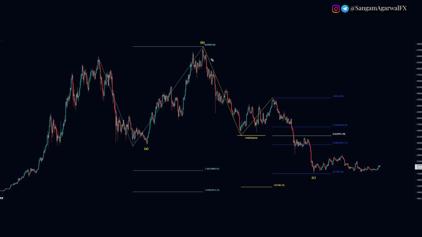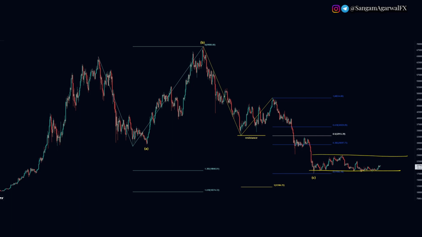And if we see the projection for wave C based on flat correction, then our support was the 1.382 level at 18,840, and price has been holding this support for several months. It is not breaking below that, it is making a sideways correction but holding this support.